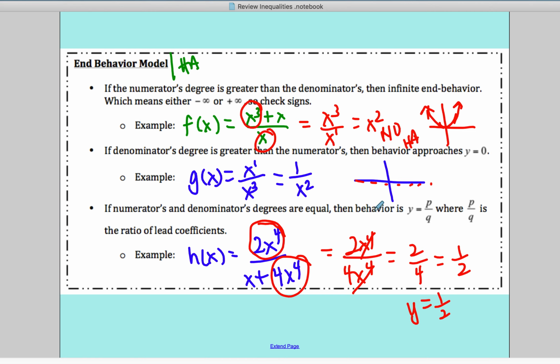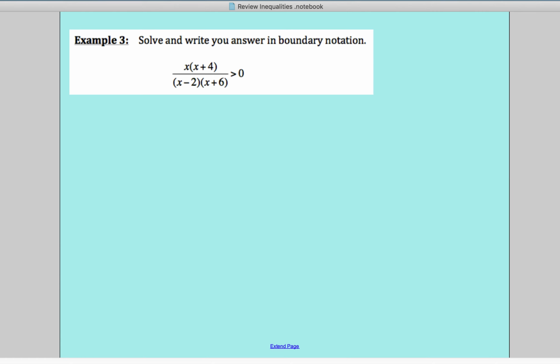This is a lot to take in. Don't worry, we'll go over it again, but just start seeing it and start recognizing where the horizontal asymptotes occur. In our next slide, we'll go ahead and go over an example.